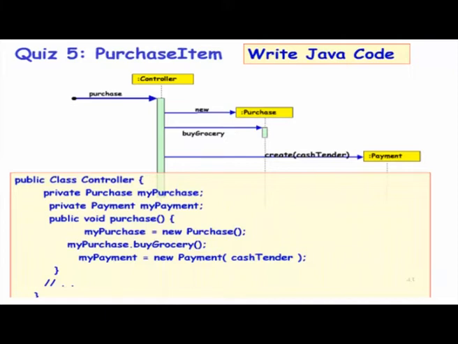So, it creates the payment object, and on the purchase object it calls the buy grocery. So, how does it call the buy grocery on the purchase object? It calls my purchase, which was created here, my purchase dot buy grocery.